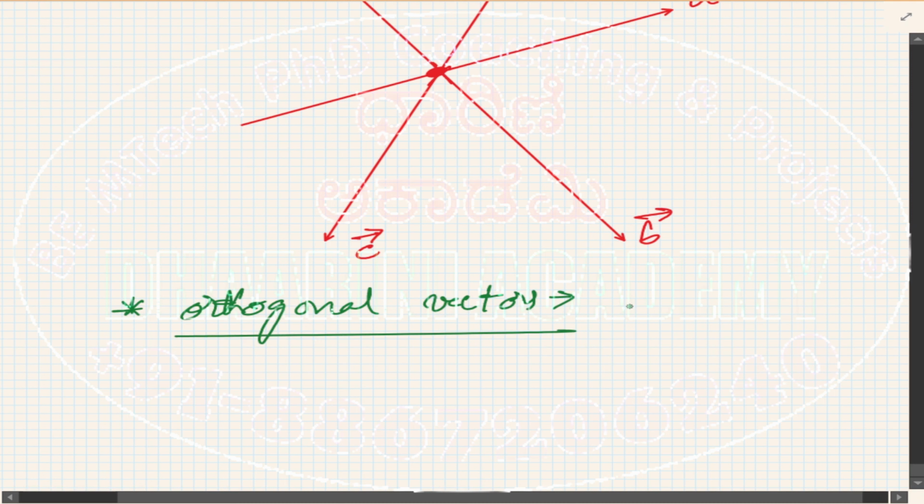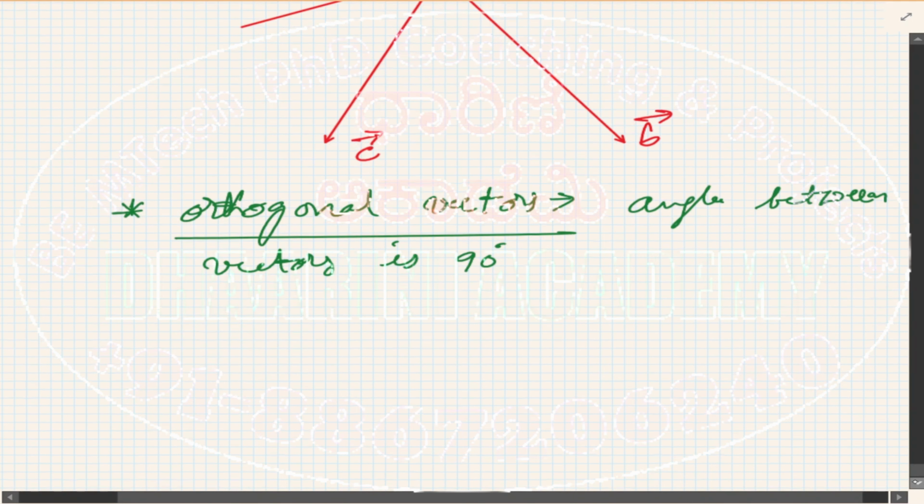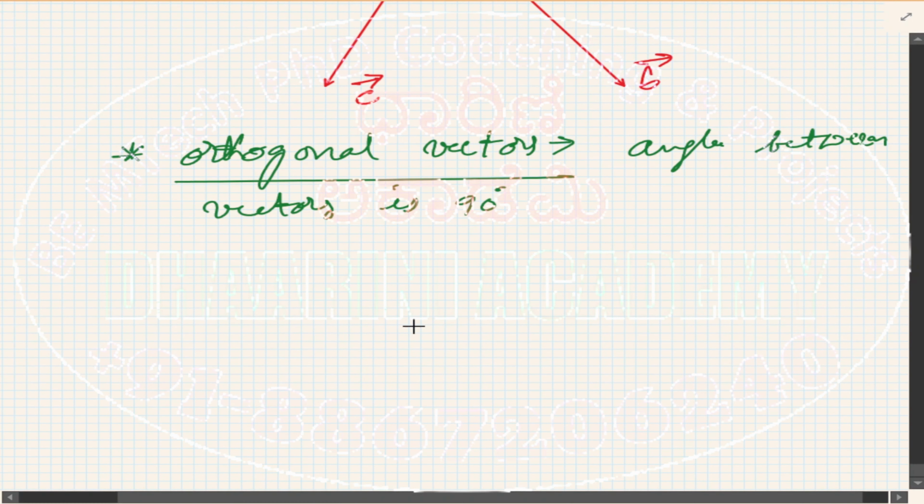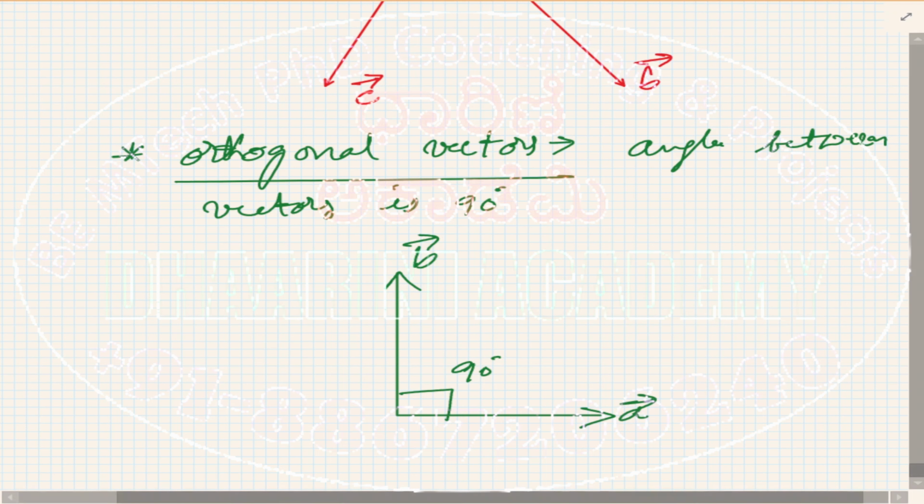Orthogonal vectors, right? The angle between the vectors is 90 degrees. If we see two vectors that have an angle of 90 degrees between them, so this is vector A, say this is vector B. See that there is an angle of 90 degrees between them, so they are said to be orthogonal vectors.